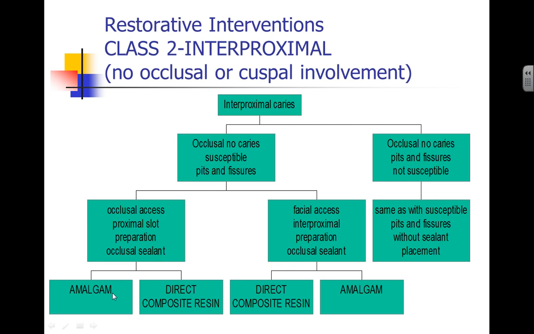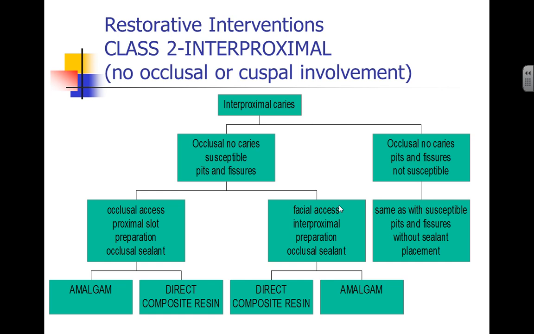We may decide to do an amalgam. We may decide to do a direct composite resin. There are times, though, we can do a less invasive preparation where we do a facial access, and we'll show examples of that facial access. But here we're looking at proximal caries with no occlusal caries, no cuspal involvement. If the occlusal is susceptible, we'll use a sealant on the occlusal. If there is no occlusal involvement, we don't need a sealant.